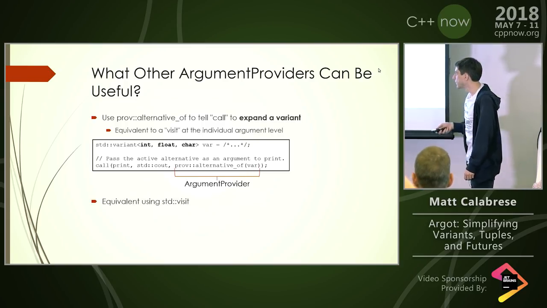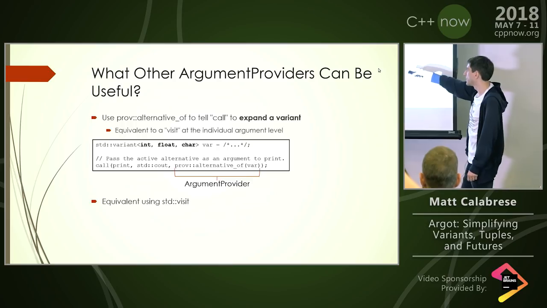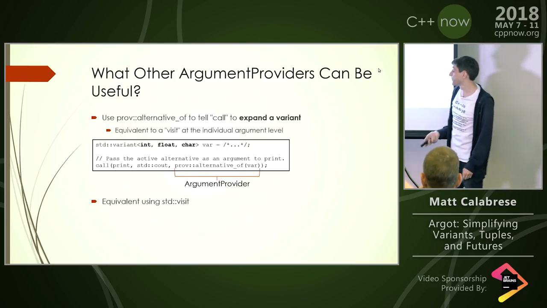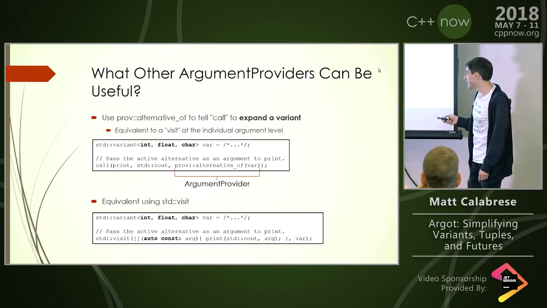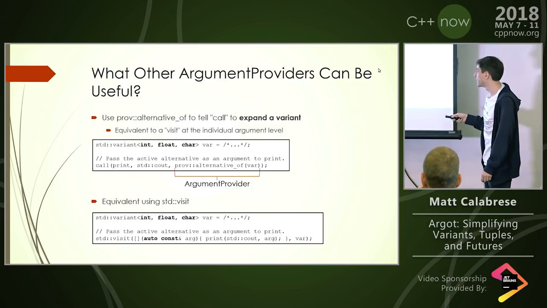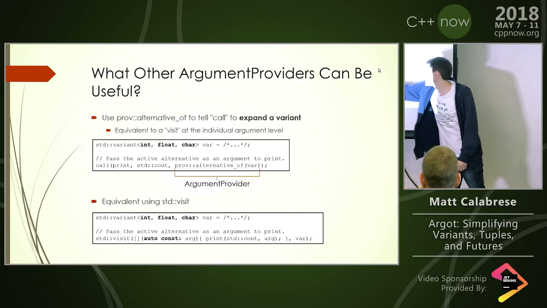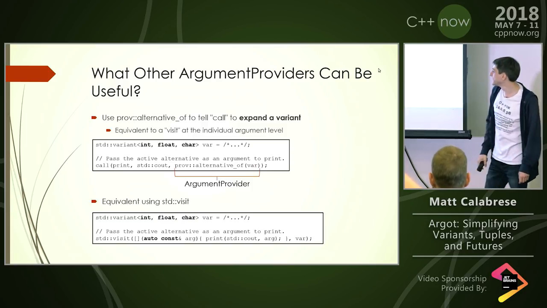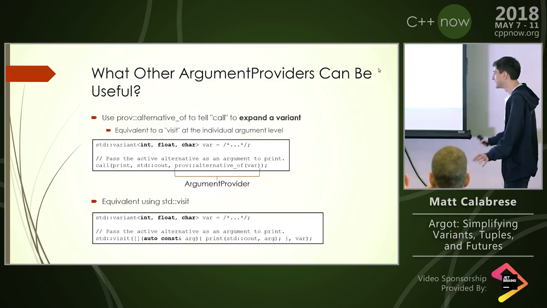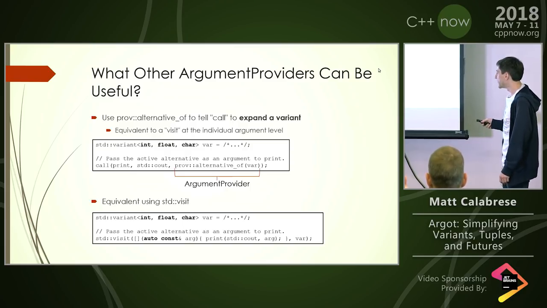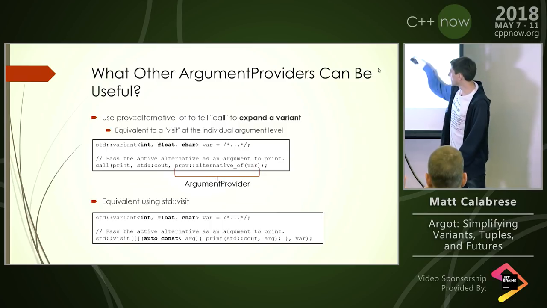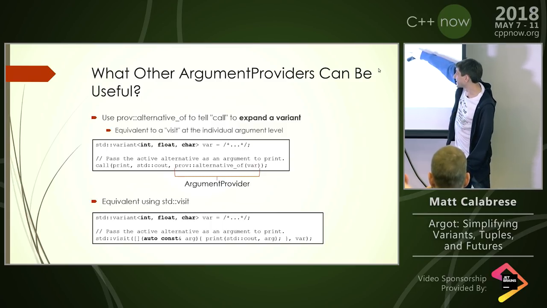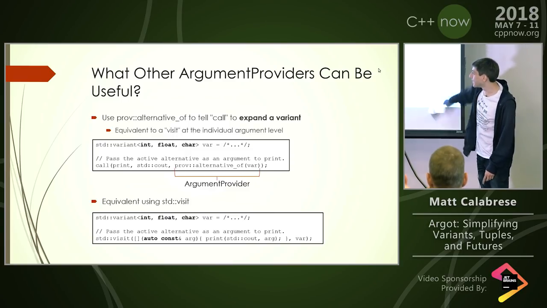So again, like with unpack, where I showed what it was like to use std apply, with alternative of, here's what it looks like with visit. And again, it's kind of this verbose mess, right? It's a higher order function. You have to make a lambda that takes in just one of these int, float or char. And then inside the body of that, you call print, passing C out, and then the arg. And then here's the variant that you're unpacking. It's kind of convoluted. But I mean, it works though. But I hope everybody agrees that just like with the unpack example, this is more of a step in the right direction.